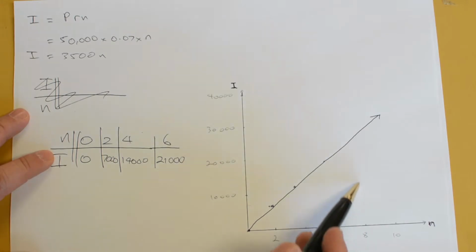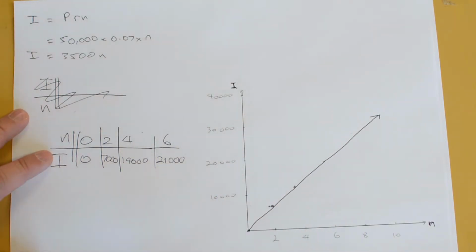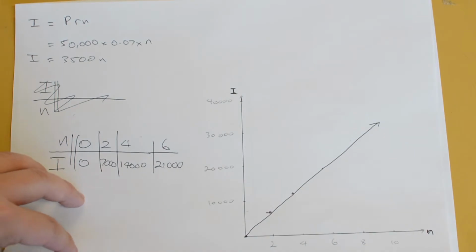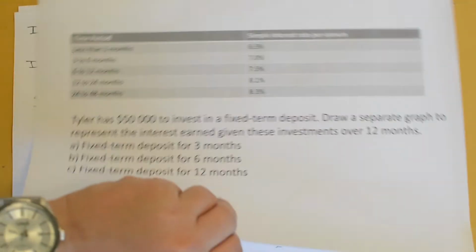So after 8, if we go up, we'll get roughly $30,000 or wherever that is. So if you can read that up, you can go there, and for 10 you can go up, and wherever it hits you read across. Now that was part A.